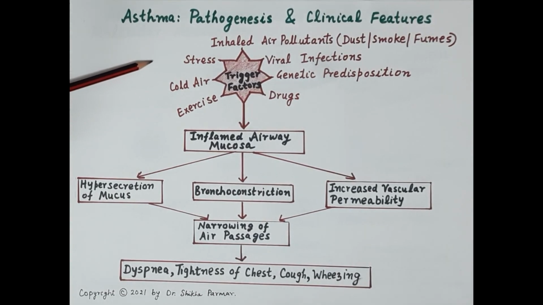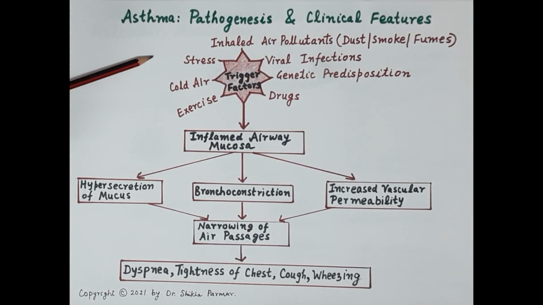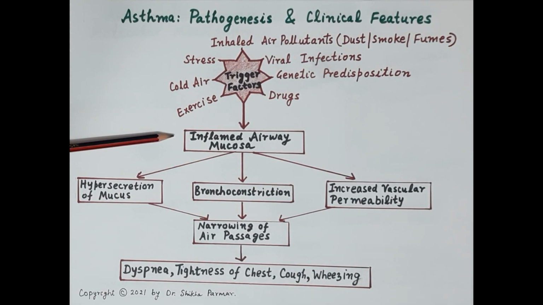Now, because of the hypersensitivity of the respiratory air passages, or the hypersensitivity of the respiratory tract, these triggering factors trigger an allergic response, which causes inflammation of the innermost lining of the wall of the bronchus, that is the mucosa, which is made up of ciliated columnar epithelial cells. And further, there is a release of inflammatory mediators, and the most commonly released inflammatory mediators are histamine and leukotrienes.